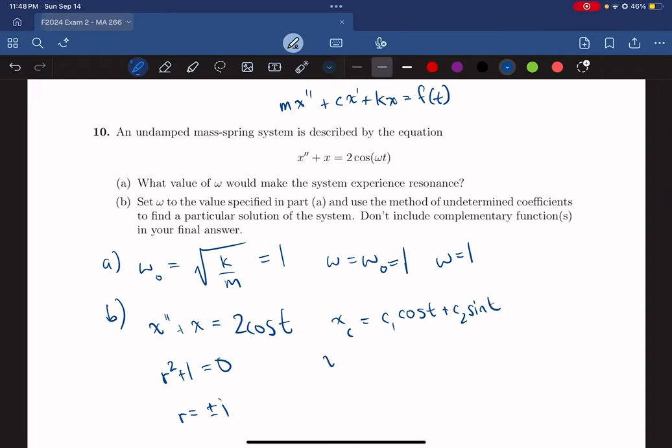And now you're going to guess your particular solution, which means that it looks like my roommate's back in the bathroom.